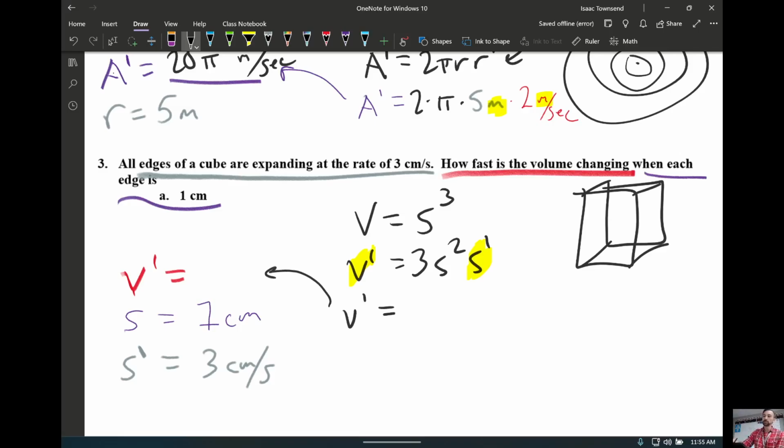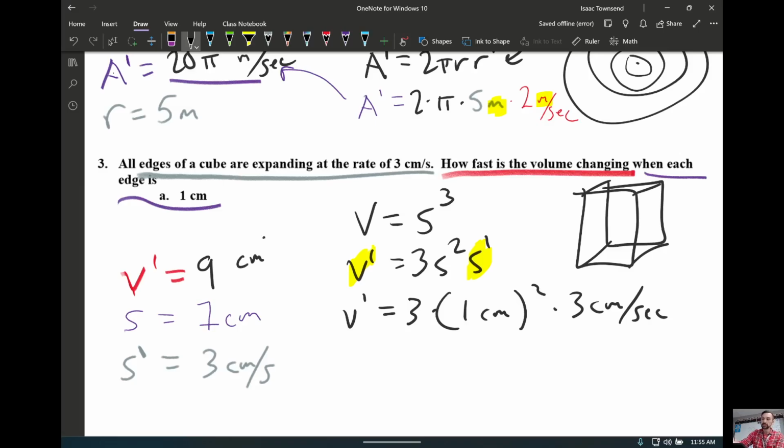I want to find V prime, so I know I don't know that. S is 1 centimeter. S prime is 3 centimeters per second. So looks like the rate the volume is changing is 3 times 1 squared times 3. Centimeter squared times centimeter, which would be centimeters cubed per second. And centimeters cubed makes sense because volume is always cubed units, just like area is always square units, and lengths are always linear.